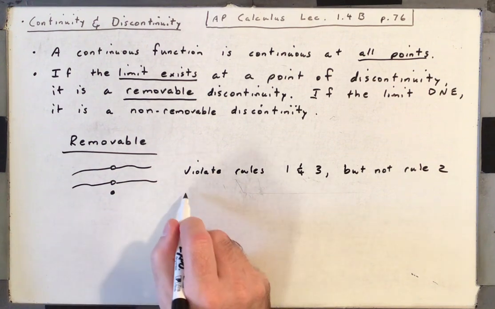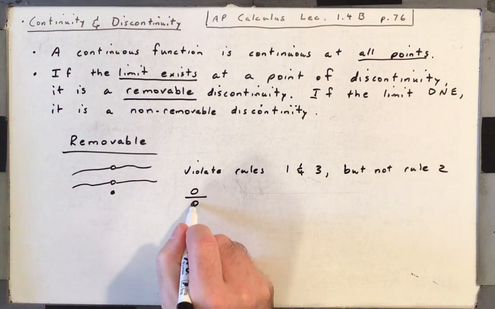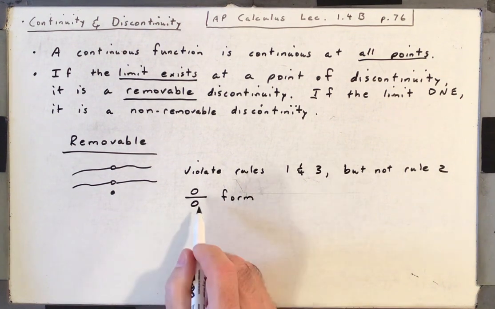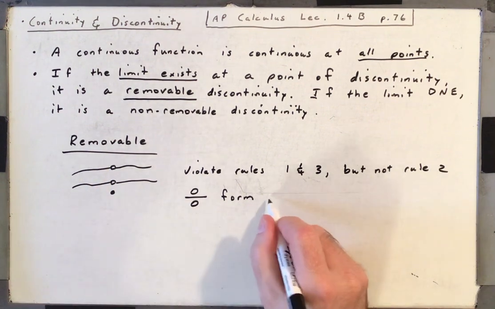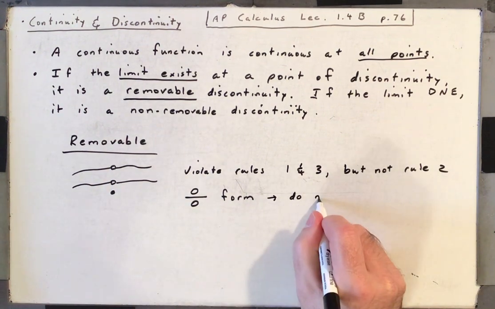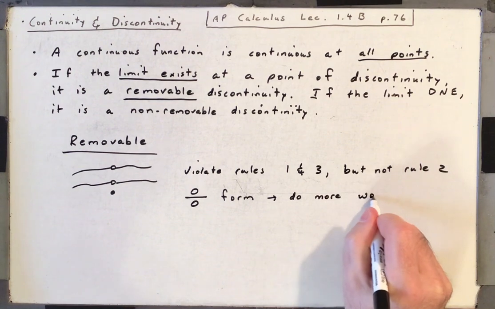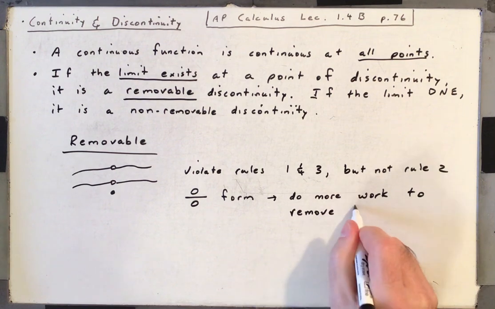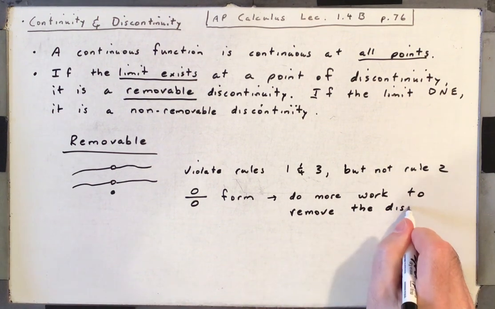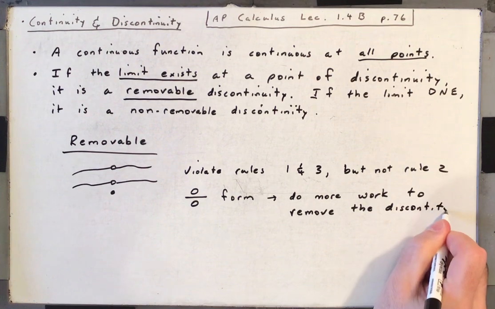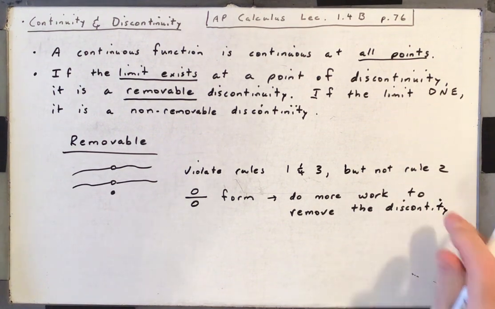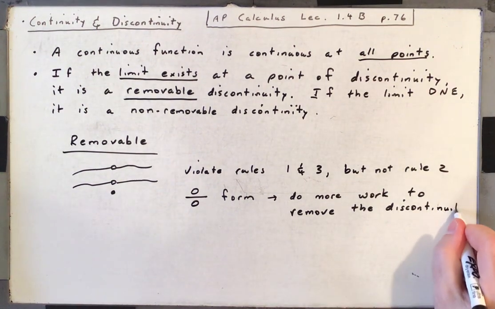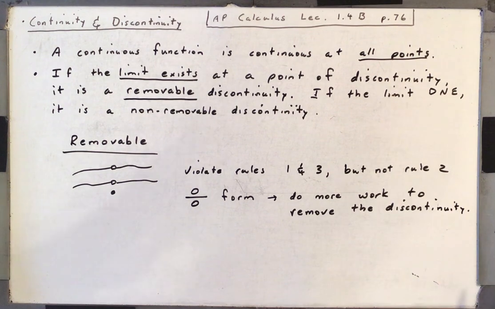Also, if you plug the number in, you're going to get 0 over 0 form. So we can do more work and remove the discontinuity. That's what we've been doing a lot of. Plug it in, try to get the limit. Discontinuity. That is not how you spell discontinuity. I left off a lot of letters, didn't I?